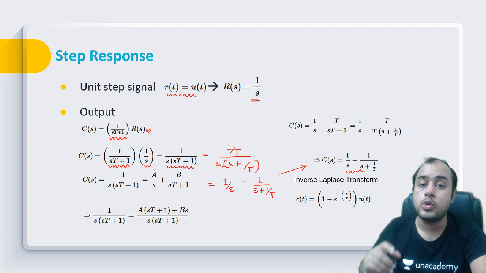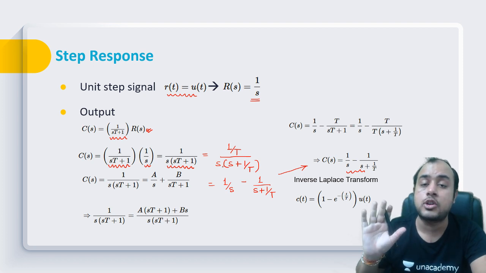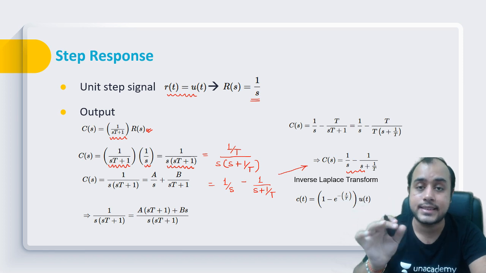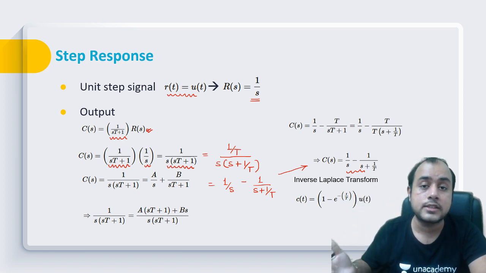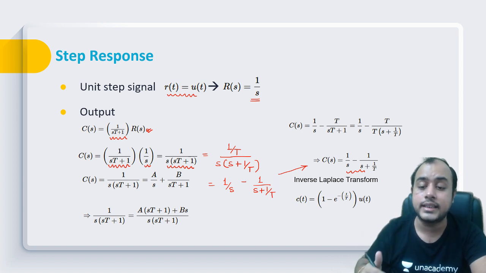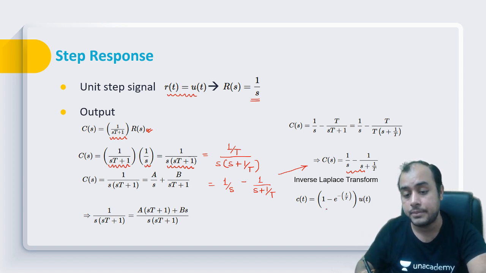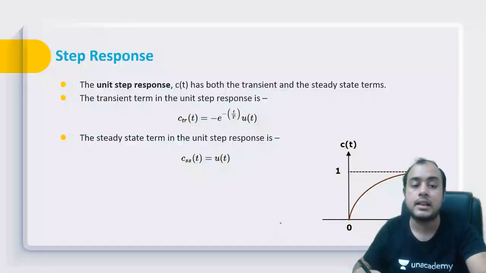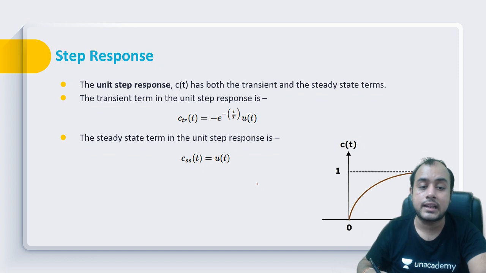To calculate the coefficient of s, we have to put s equal to 0 in the function other than s. For s plus 1 by T, you have to put s equal to minus 1 by T in the function other than s plus 1 by T. So this is the C(t). Now how do you do it in MATLAB?